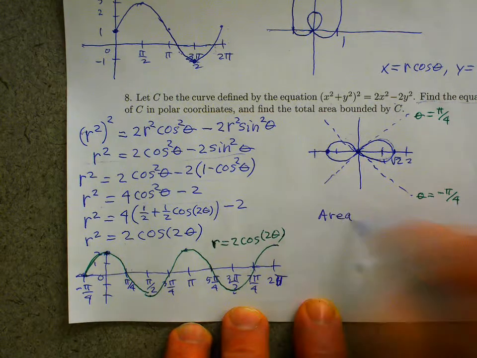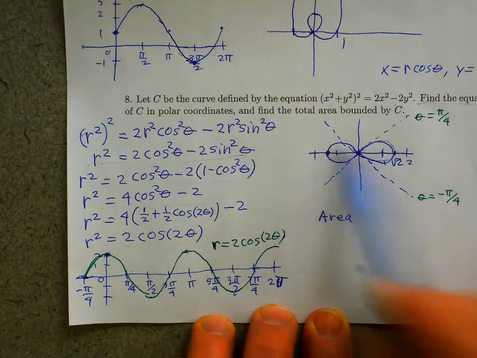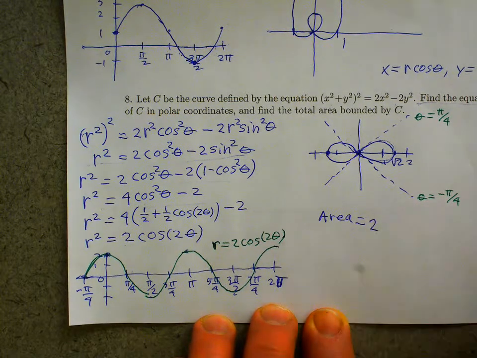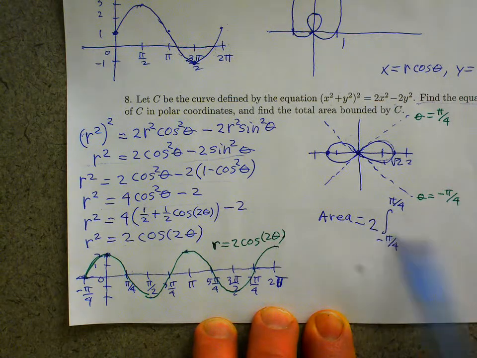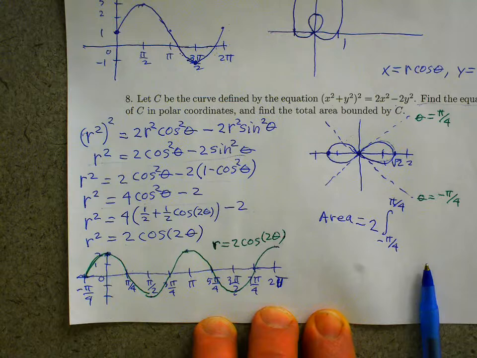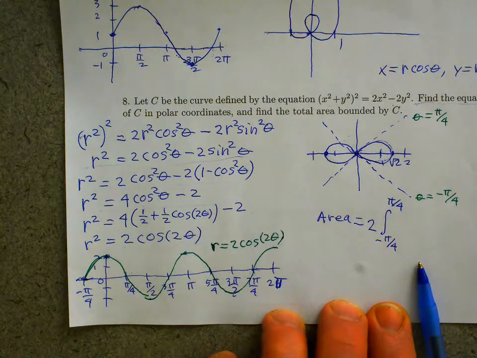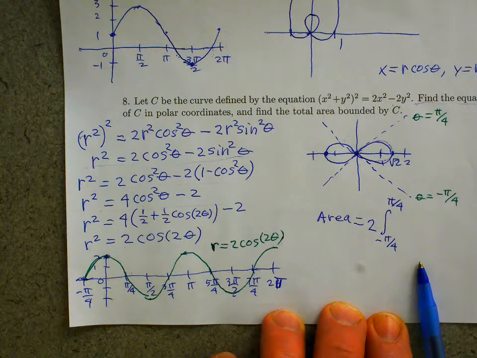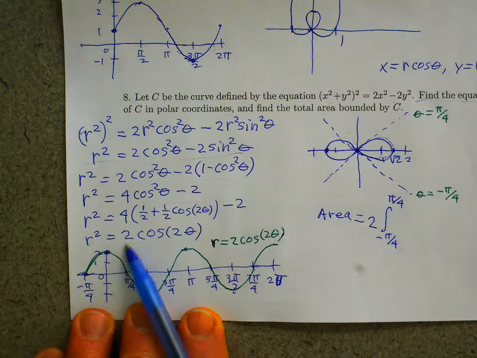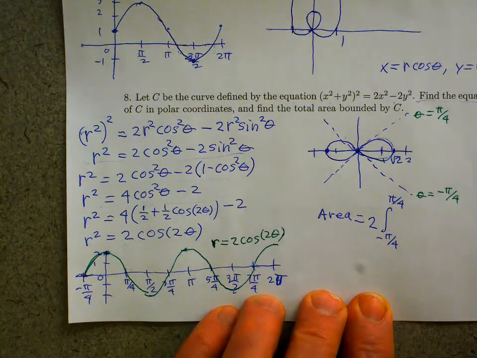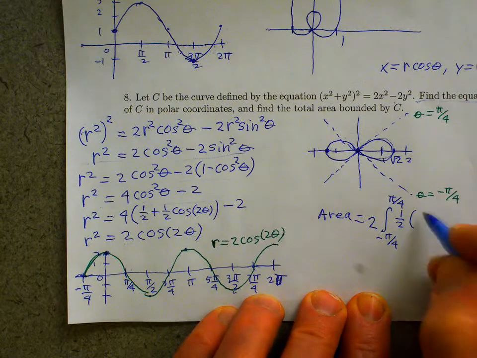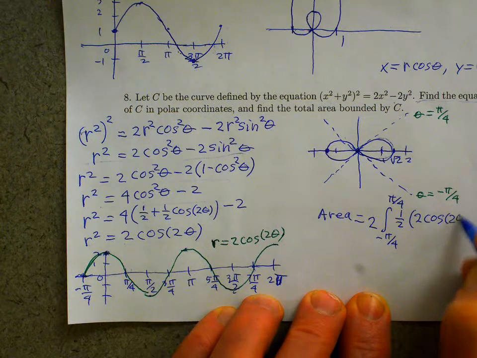So the total area bounded by that entire curve will be equal to 2 times the integral from negative pi over 4 to pi over 4. And what's the formula for the integrand if you want to find the area of a polar curve? It's 1/2 r squared d theta, right? Well, r squared is 2 times cosine of 2 theta. So I'll write that out. 1/2 times r squared in this case is 1/2 times 2 cosine of 2 theta d theta.